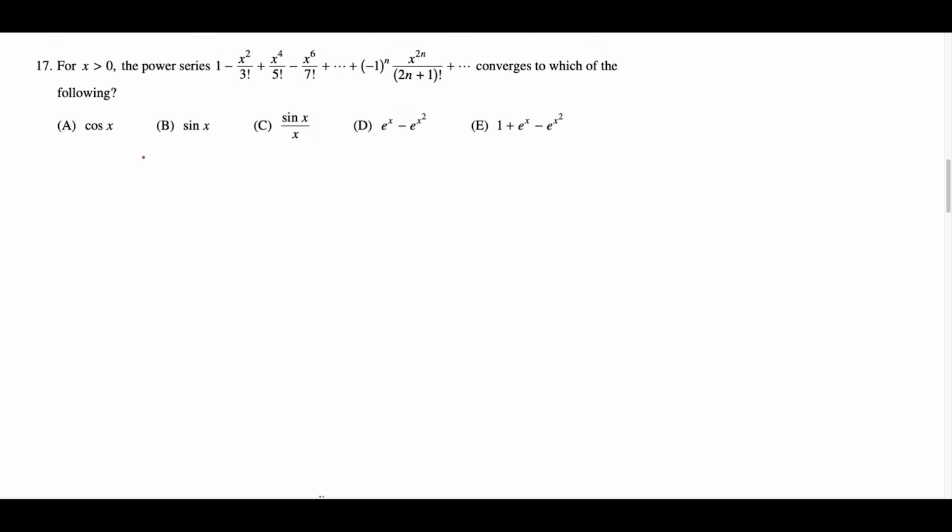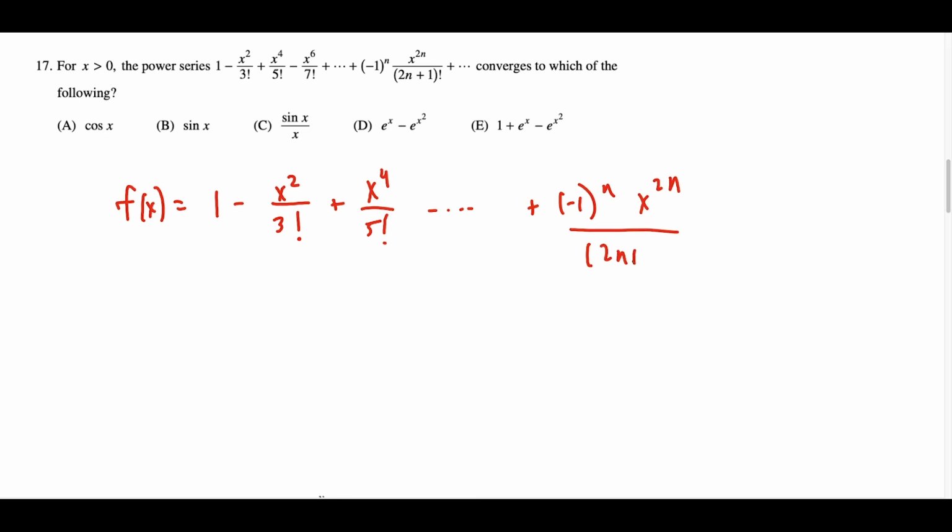So for this question here, we're dealing with this power series, and we want to know which of the following it converges to. For this, the trick is that you have to try to match it up with something that you do recognize. So right away, looking at this, f of x is equal to 1 minus x squared over 3 factorial plus x to the 4th over 5 factorial, and so on. This goes all the way down the line to negative 1 to the n, x to the 2n over 2n plus 1 factorial.